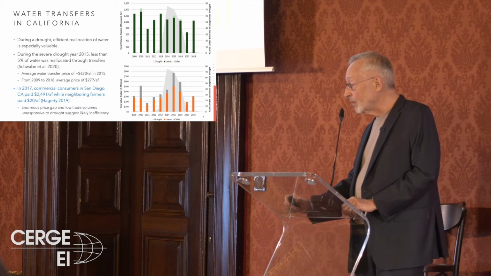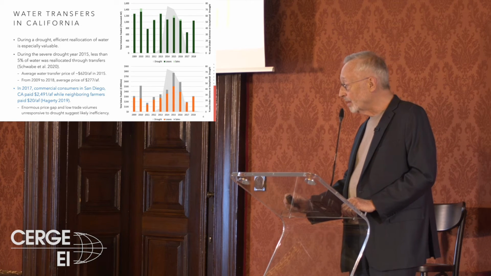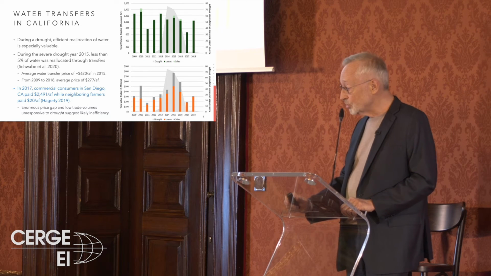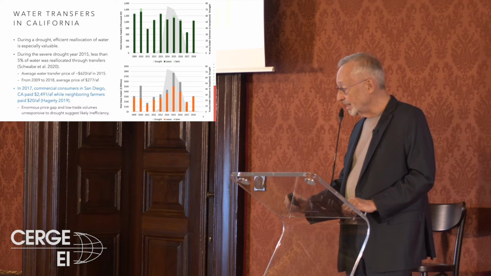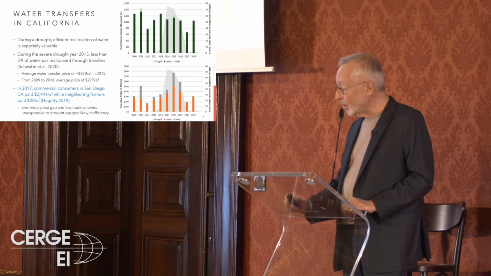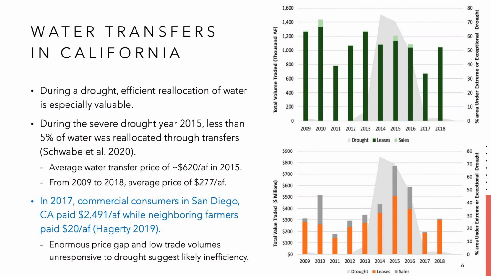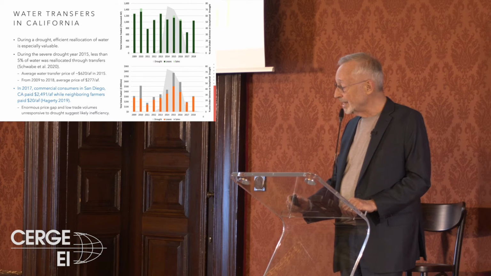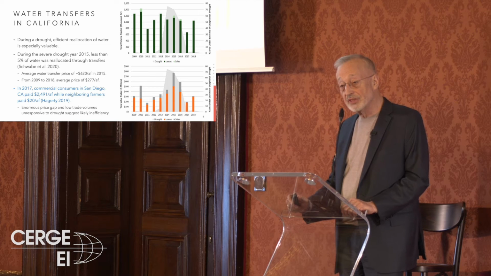What's shown in the graphs on the right are both the dollar value and the volume of water that was traded year by year in California. And what's shown in the gray, this gray mountain in the middle, shows the worst drought years in that period. And what you can see is that, yeah, maybe there's a little more trading in the drought years, but it's nothing dramatic.